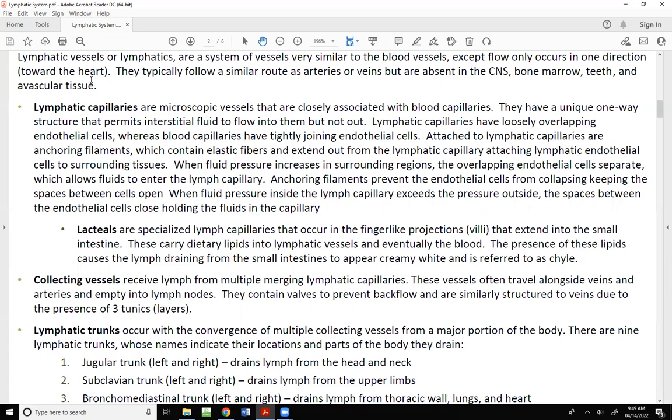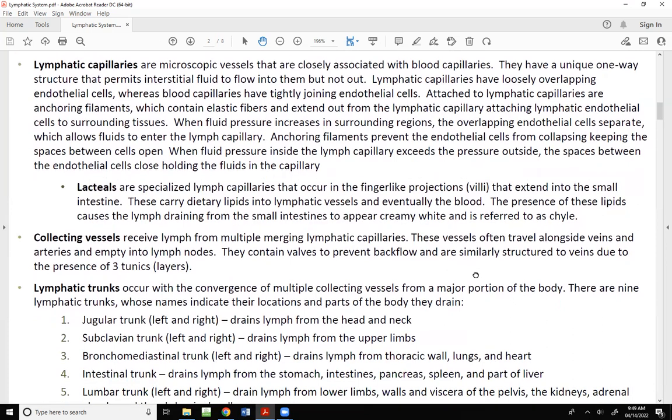So you don't have arteries and veins where they're going in opposite directions. Although they do follow a similar route as arteries or veins, they are absent in places like the central nervous system, so we don't have them in the brain or the spinal cord, don't have them in the bone marrow, the teeth, and any avascular tissue.